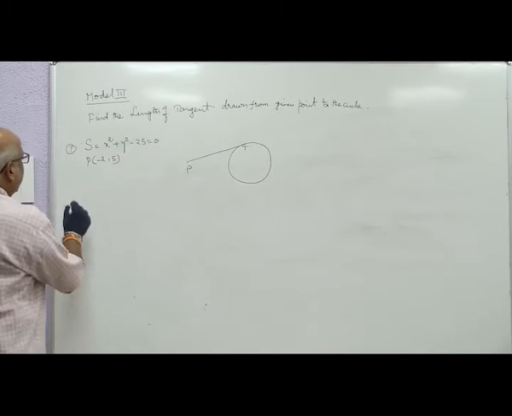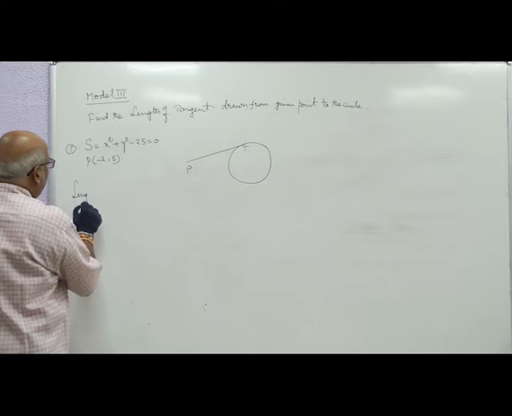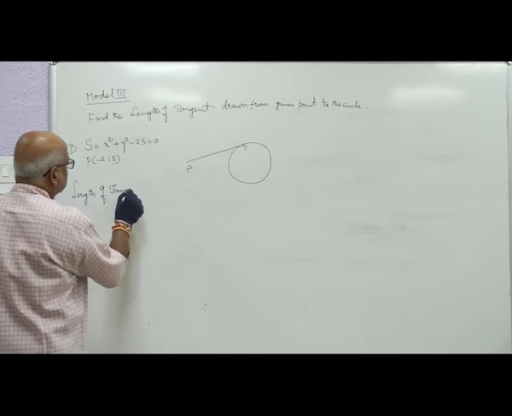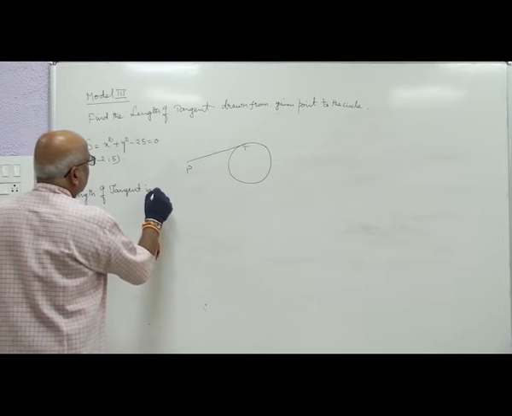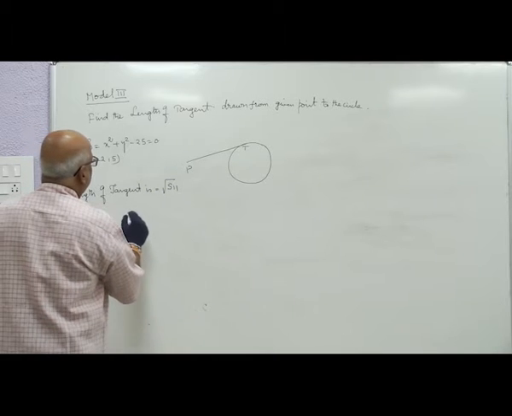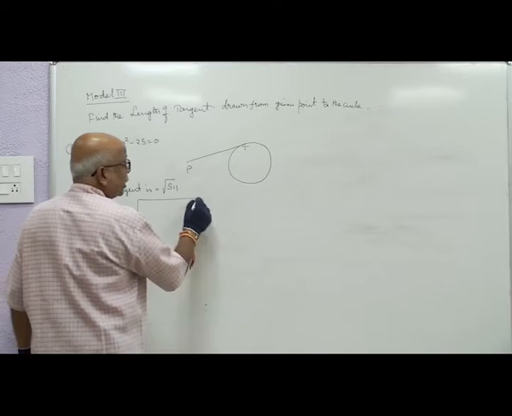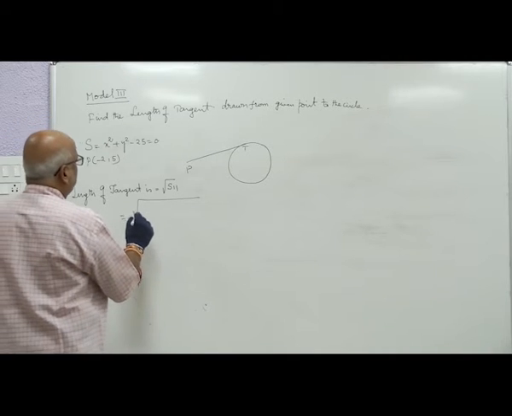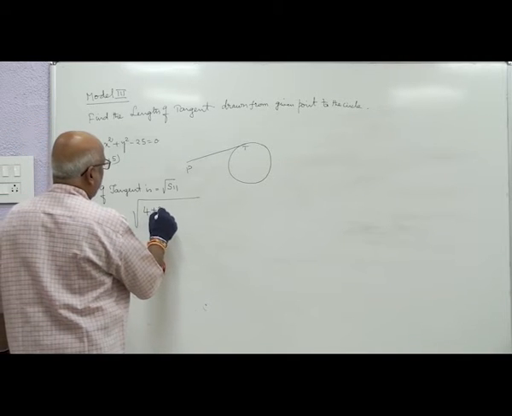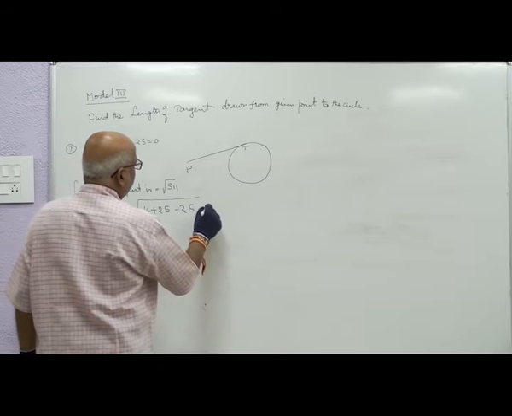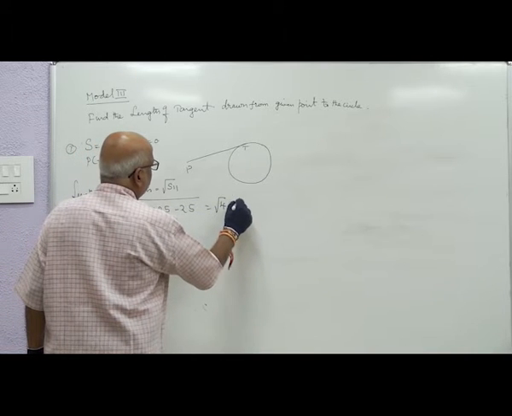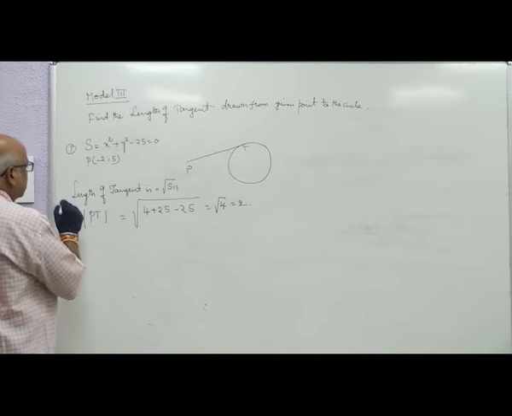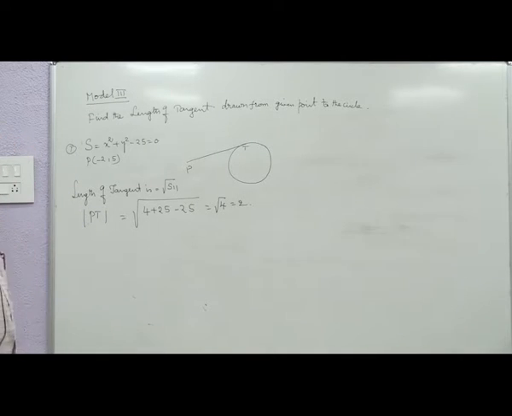For that, the supporting formula is length of tangent is root S11. How to find out root S11 value? Directly you substitute and obtain the square root of that one. 4 plus 25 minus 25, root 4. What is root 4 value, sir? 2. PT equal to 2. That is the length of the tangent.